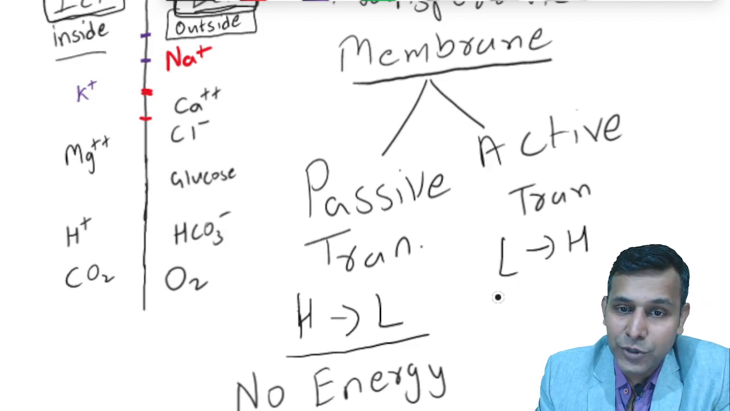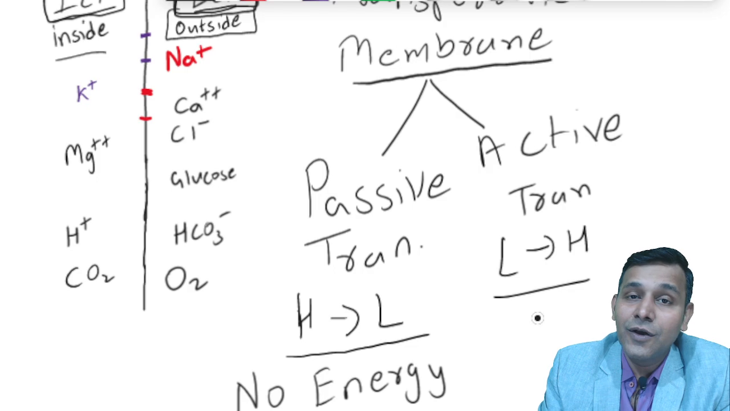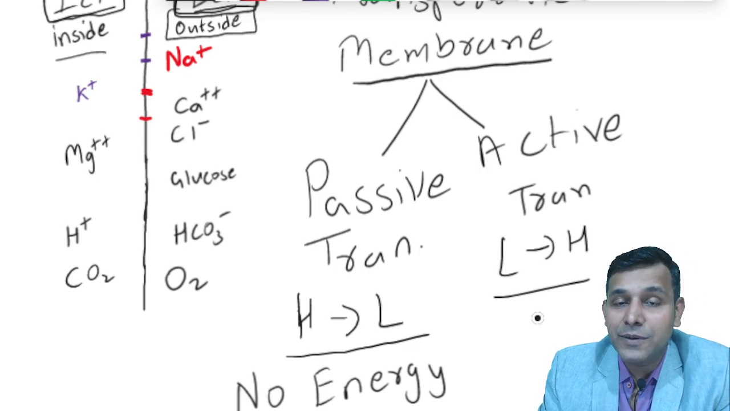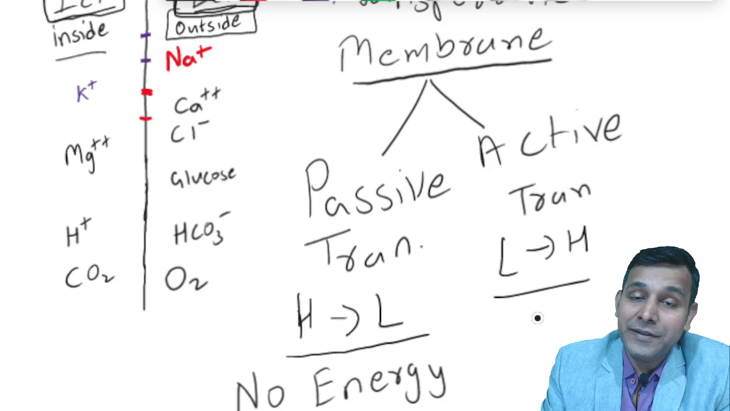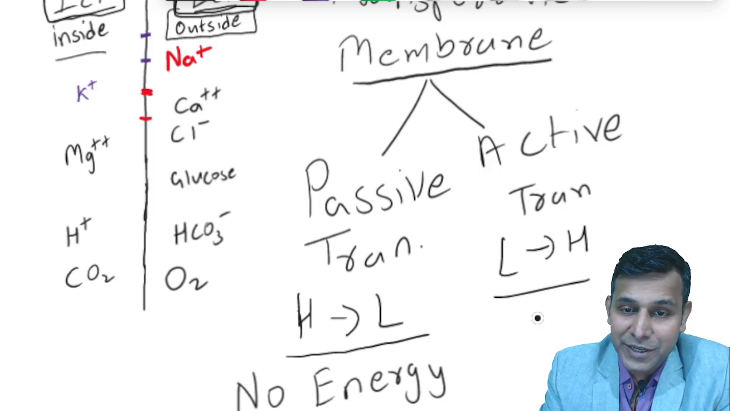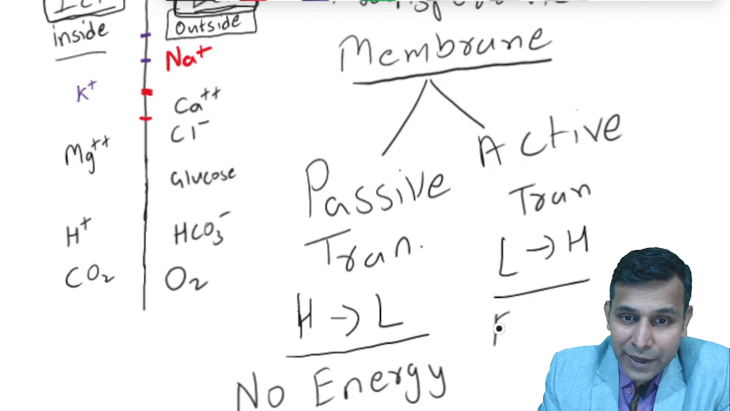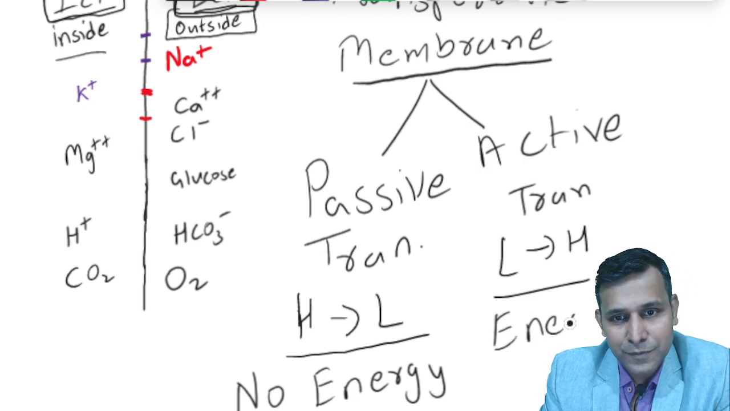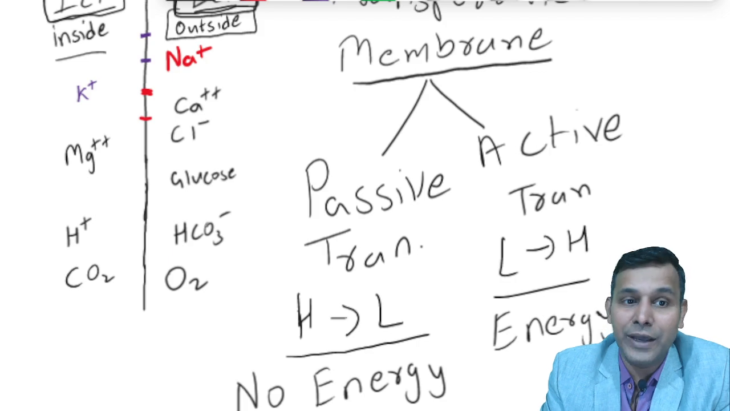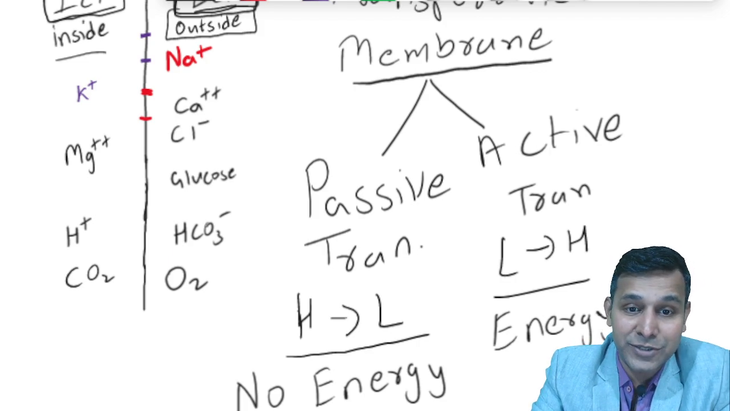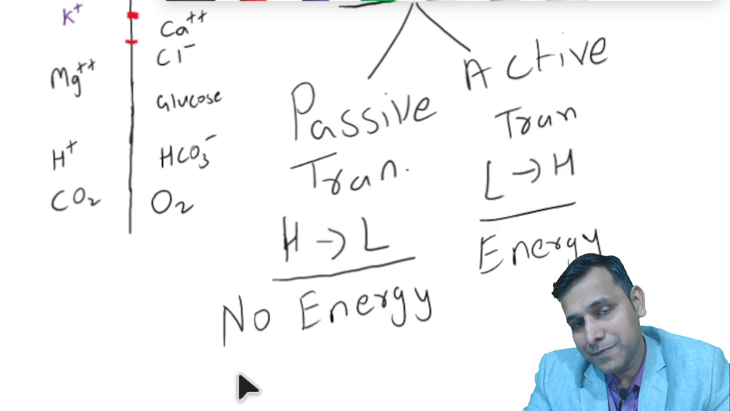Whereas in active transport, the substances move from lower to higher, that is against the concentration gradient, so they do require energy in one form or the other. So energy is utilized in active transport.